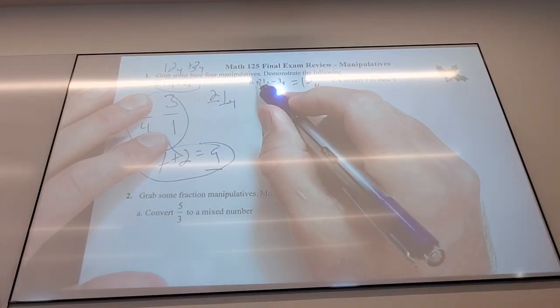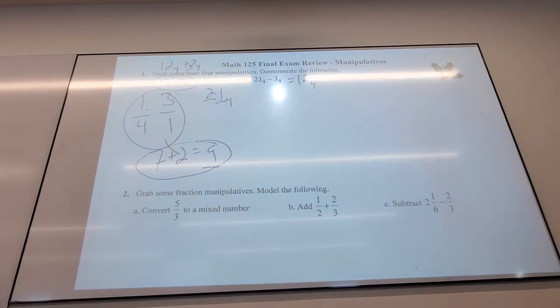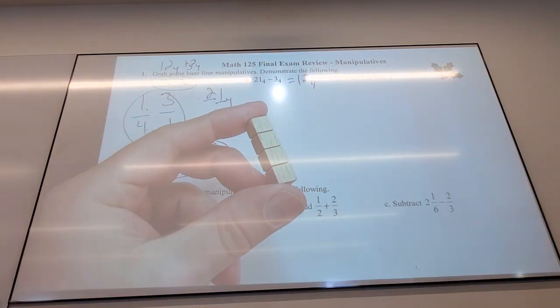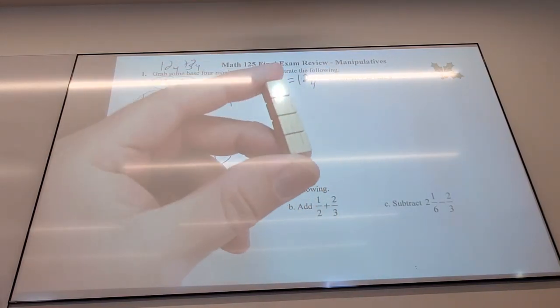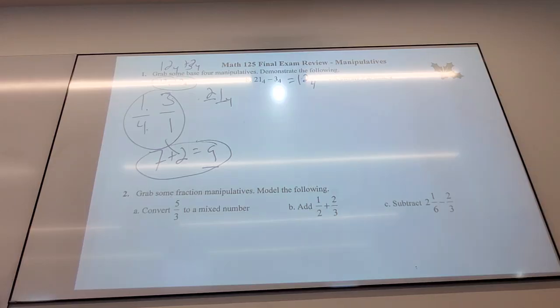Is everybody cool with part B? It's not a direct correlation, but with the chips, if I don't have enough, I have to give myself more. So how did we give ourselves more? We took one of these and broke it down. That gave me more units, so I could take 3 of them away. Yes. Same kind of manipulative idea.